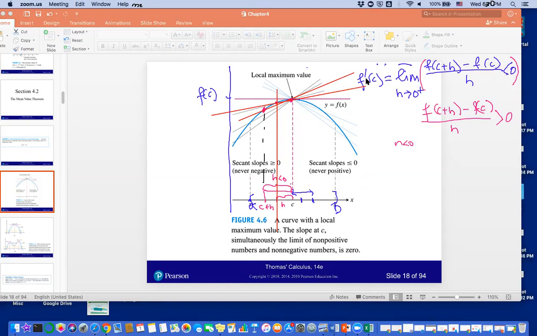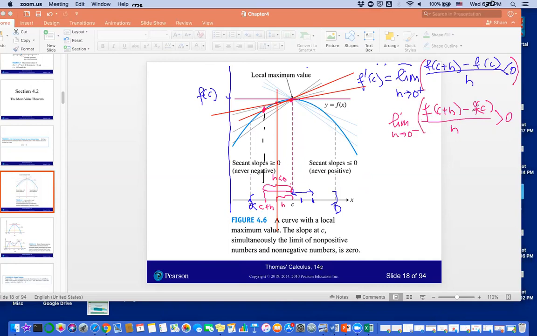Also, the derivative has to equal this limit as h goes to 0 from the left. Correct? Because the derivative exists if and only if these two limits exist separately and they agree with one another. That's right. For an interior point, I'm not talking about an endpoint, I'm talking about interior. At an endpoint, all you need is a one-sided derivative. Two-sided derivative is not needed.